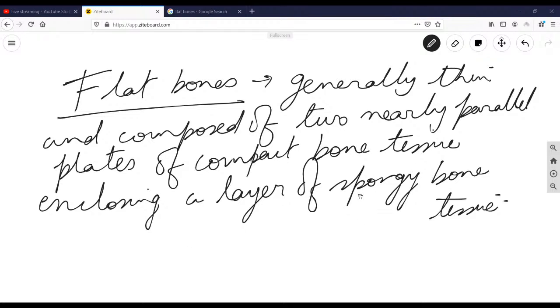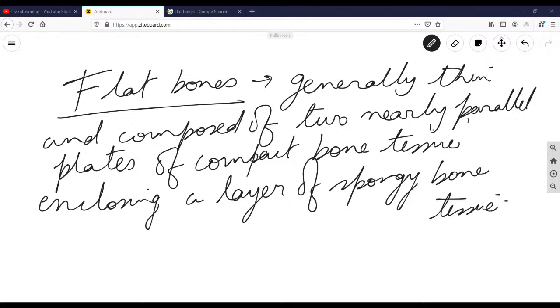Let me tell you more about the simplicity of the flat bones. So flat bones are what? Flat bones can afford considerable protection because they have extensive muscle attachment. Flat bones include the cranial bones which protect the brain, the sternum or the breastbone, the ribs which protect the organs in the thoracic cavity, and the scapulae, which are the shoulder blades.